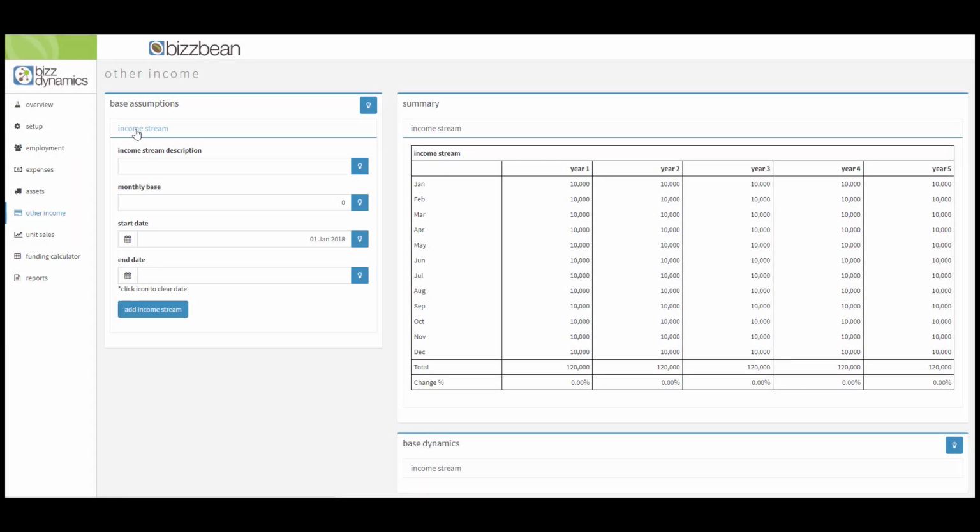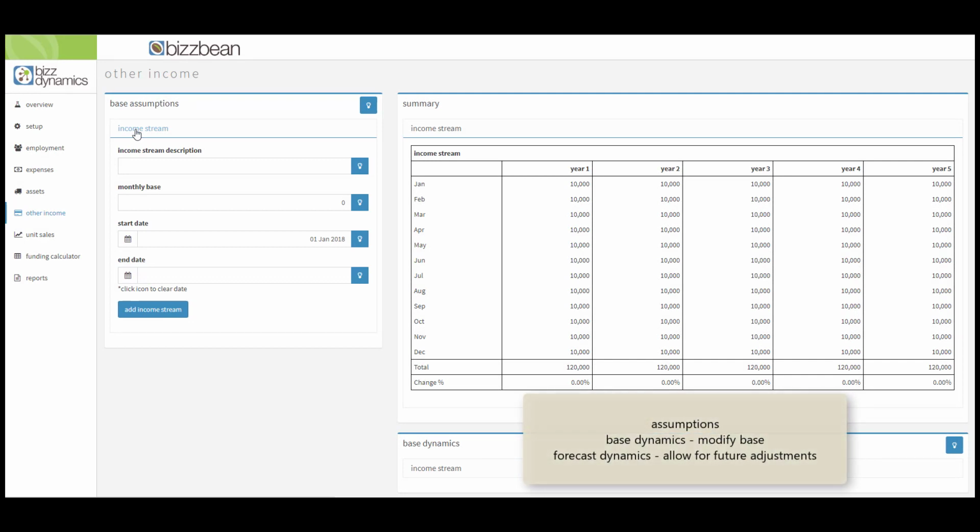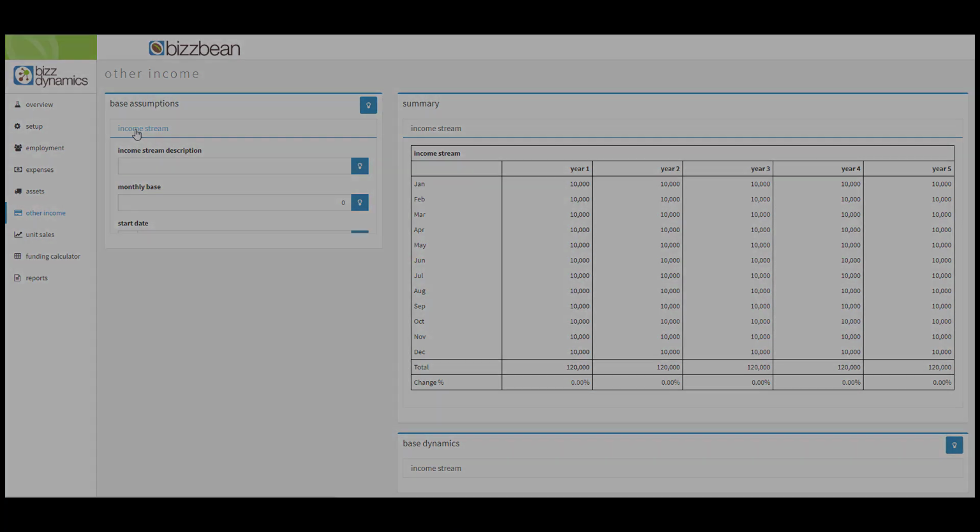In this step, we capture details on income streams which may not be associated to the primary trading model of the business.